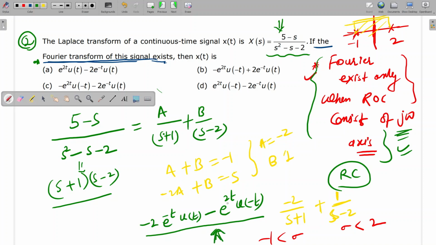See, minus e to the power at u(minus t) corresponds to 1 by s plus a with sigma less than. So this is for the left-sided case, where the minus will come inside, and the minus here also will come. So this is our x(t) signal.